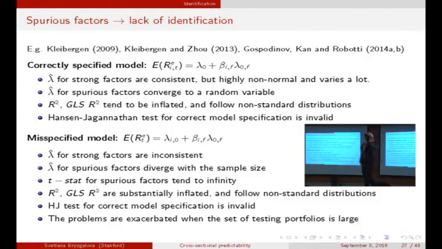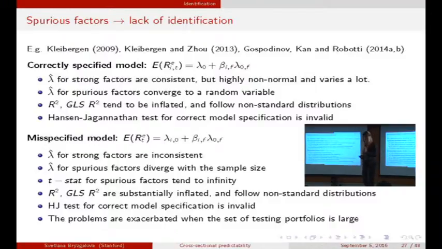So instead of talking about asymptotics and presenting the non-standard asymptotic results that have been found for this particular setting, I'm going to talk intuitively about what happens when you have this issue. Okay? So if you throw in this factor that does not correlate with any of the assets, but you still proceed with estimating all this cross-sectional impact and so on and so forth, there are going to be two different types of effects depending on whether your initial model is correctly specified or misspecified.